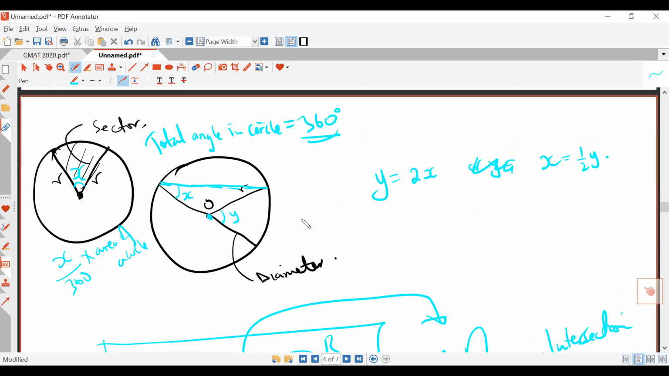This one here, I say that this is what you call the arc length from here to there. That is the arc length.